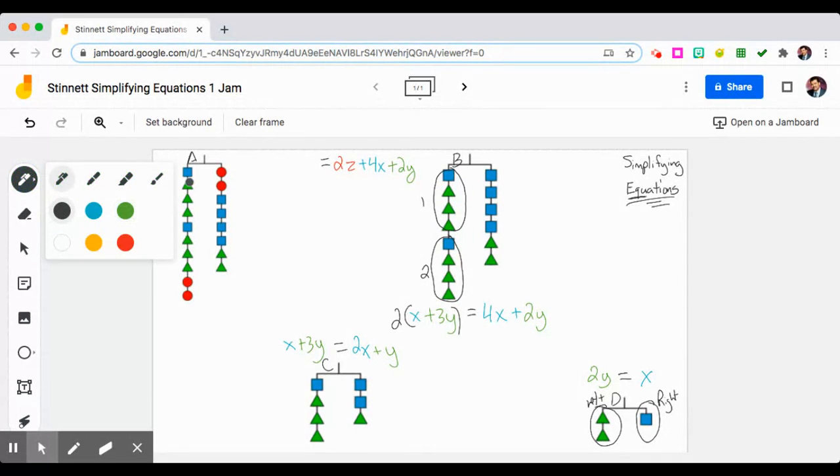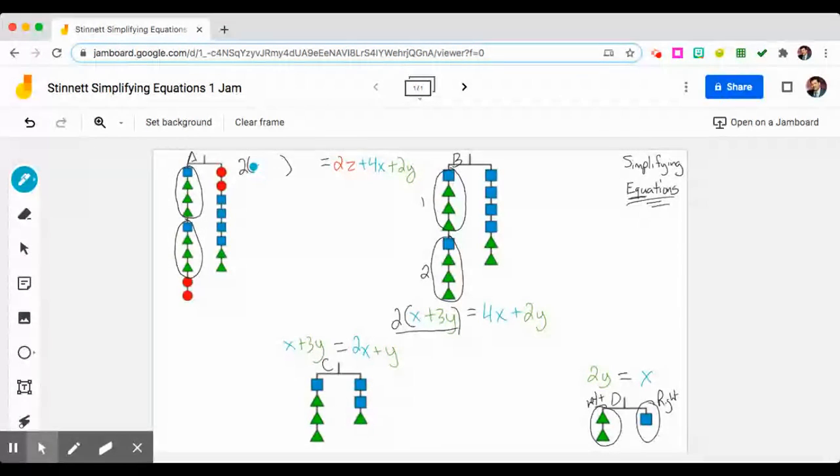If I look, I have the same pattern right here. I have 1 square and 3 triangles, just like I had here. So we already know what that looks like. It's this right here. So I can just write that in. I have 2 times x plus 3y. I already had that. I already know that. And this x plus 3y is this right here.